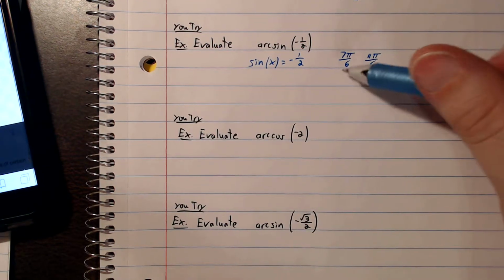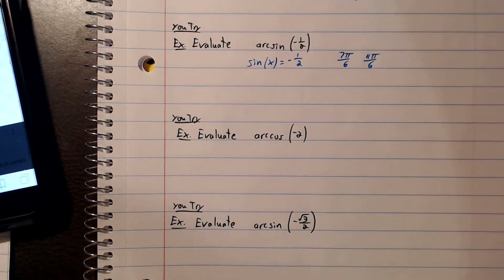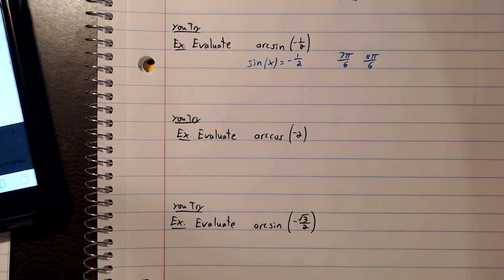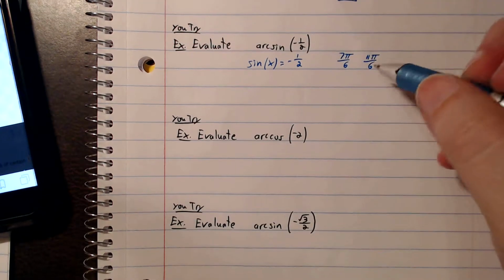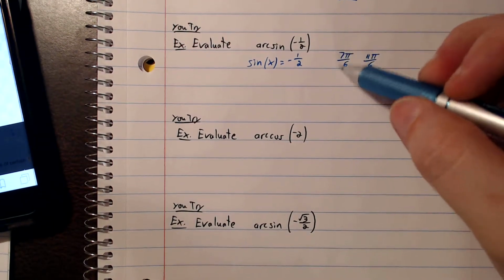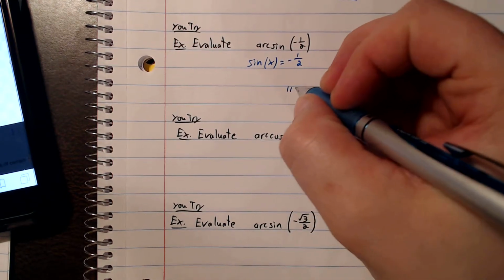Now, neither of these are within the range, right? Cosine goes from negative pi over 2 to pi over 2. So I'm going to have to subtract 2 pi, right? A full period, a full cycle. And if I do it from here, it's going to be too much. I'm going to have to do it from this 11 pi over 6.